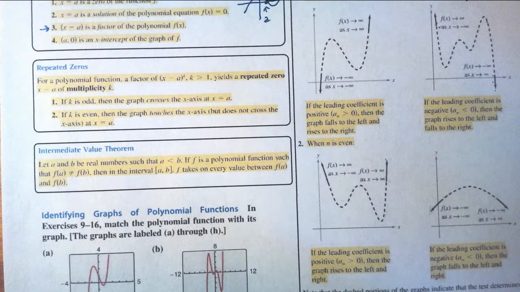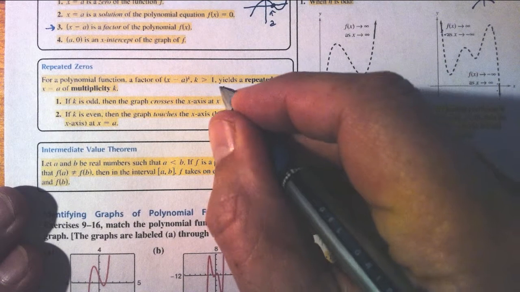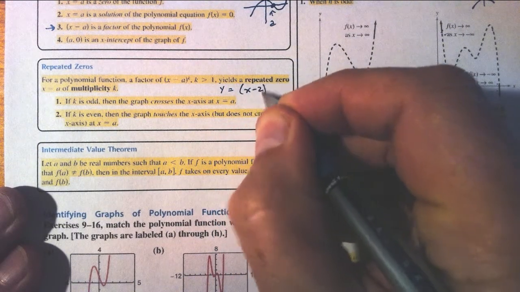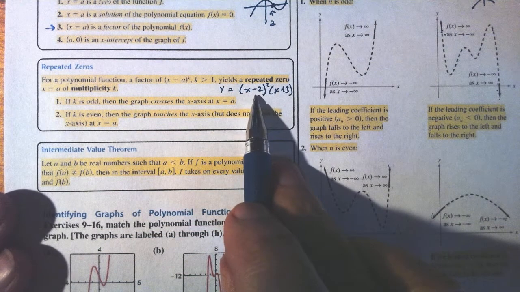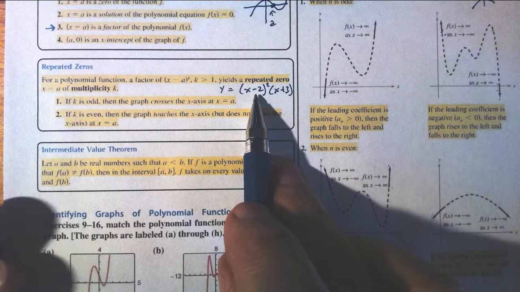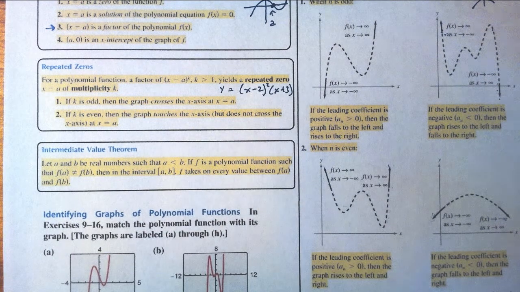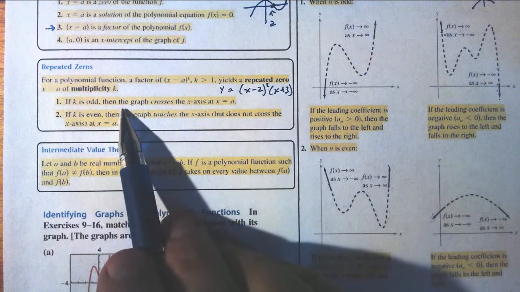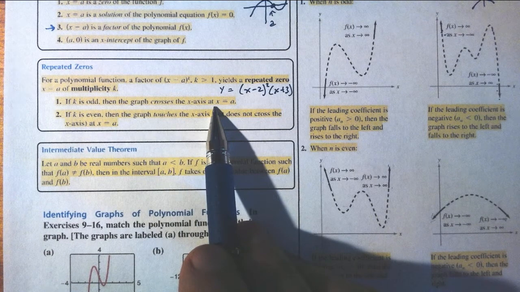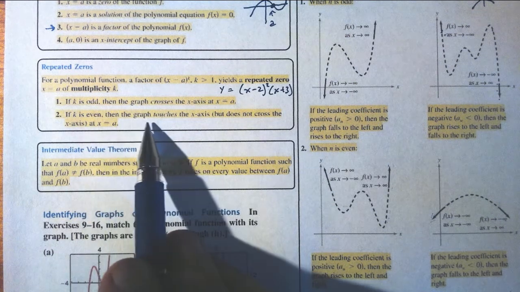Okay, repeated zeros. We say multiplicity. For instance, if I have y equals x minus 2 squared times x plus 3, 2 is said to be a zero of multiplicity 2. It's a double zero. Okay. If k is odd, if it's an odd degree, which in this case we're even, then the graph crosses through the axis. Not only does it cross through, but it flattens out. We'll talk about that, provided k is greater than 1. If k is even, then it's just a touch.